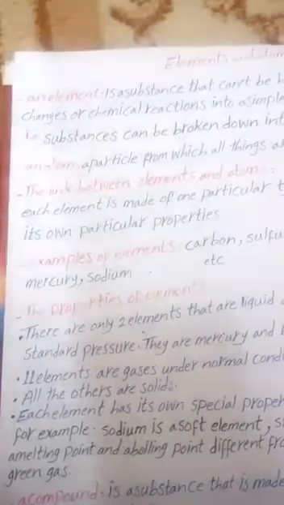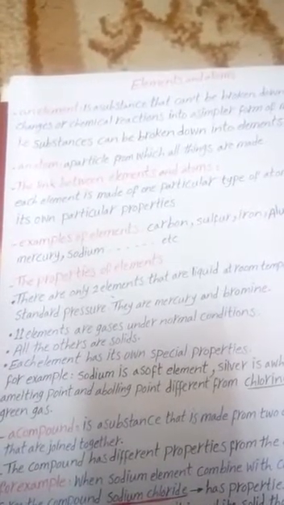Describe what is meant by an element. An element is a substance that can't be broken down by physical changes or chemical reactions into a simpler form of matter. This means that substances can be broken down into elements, but elements can't be broken down by any changes, either physical changes or chemical reactions, because elements are the simplest substances.